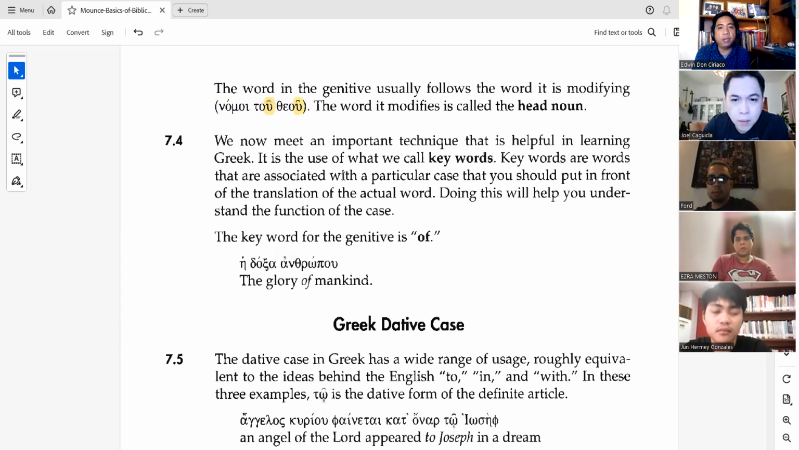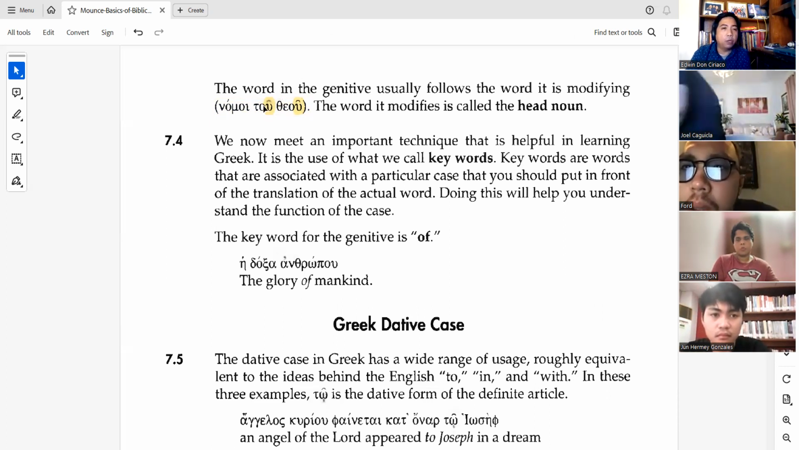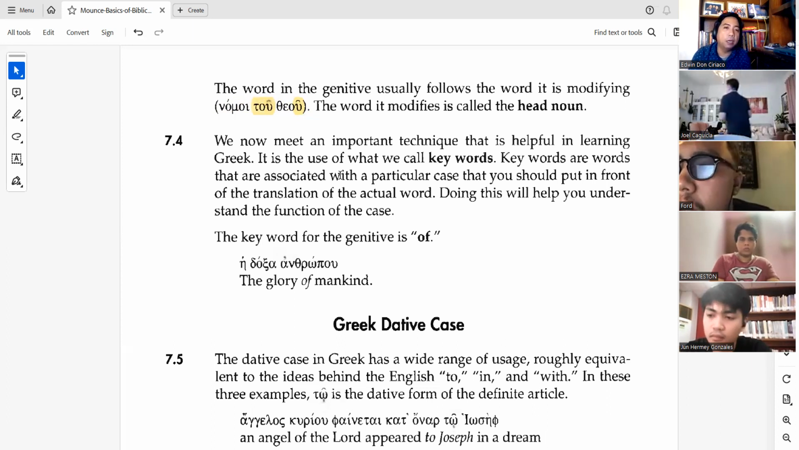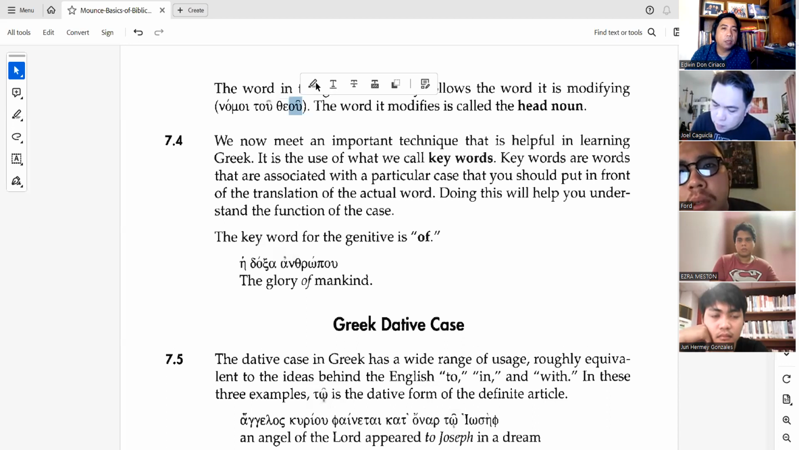So the word it modifies is called the head noun. And remember, the word to is a definite article, and the stem is ho, or the lexical term is ho. But because it is in the genitive case, the ho follows the ending of the word it modifies, and it is modifying the teo, so it should be the same. So the definite article and the ending should be the same with the noun it is trying to show as possession, as genitive.